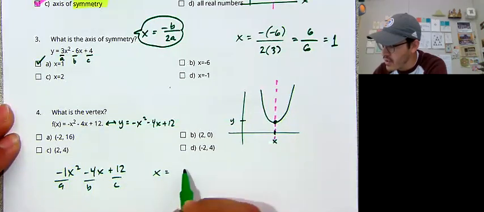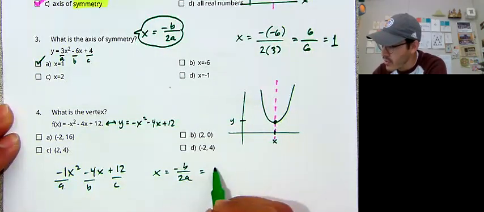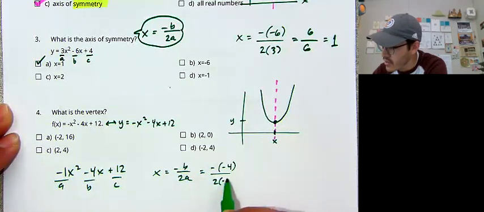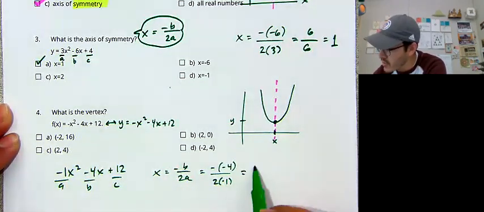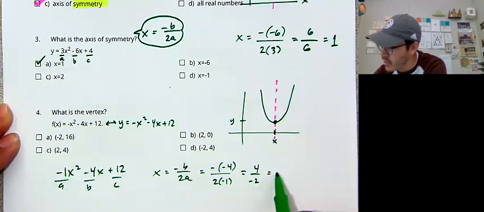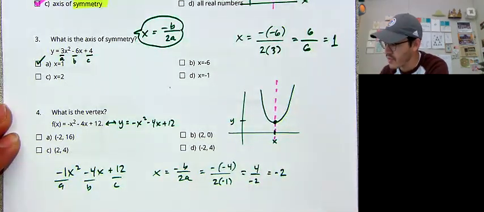Okay, so x is equal to negative b over 2a. That's going to be the negative of negative 4 over 2 times negative 1. So the b value is negative 4, the a value is negative 1. So that's positive 4 over negative 2, or just negative 2.